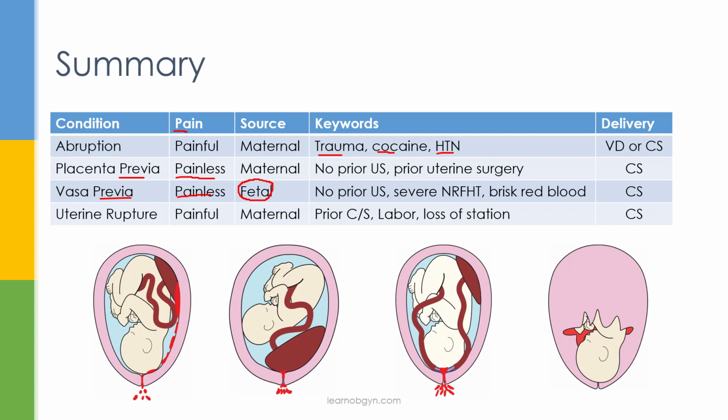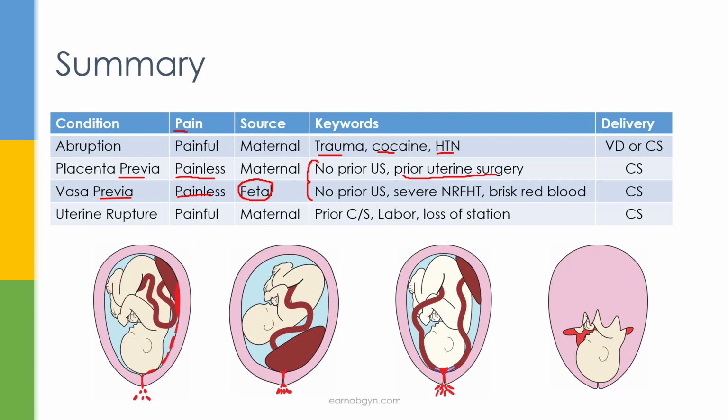If in your question stem you see something like trauma, for example, car accident, cocaine use, or hypertensive disorder, you should really think about abruption. If someone presents with bleeding and has had no prior prenatal care, you should think about previas, more likely a placenta previa because that's more common, but it could also be a vasa previa. Especially if they've had prior uterine surgery, which puts you at increased risk of a previa.